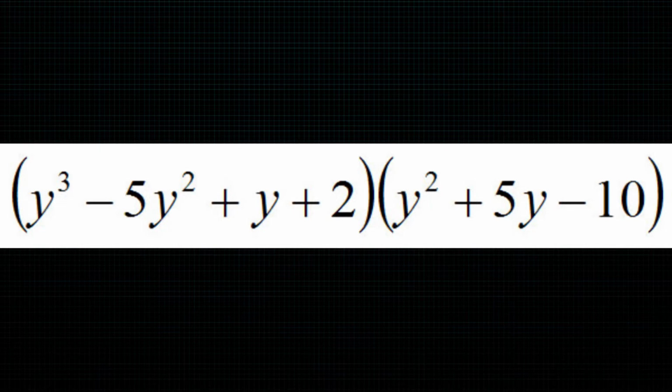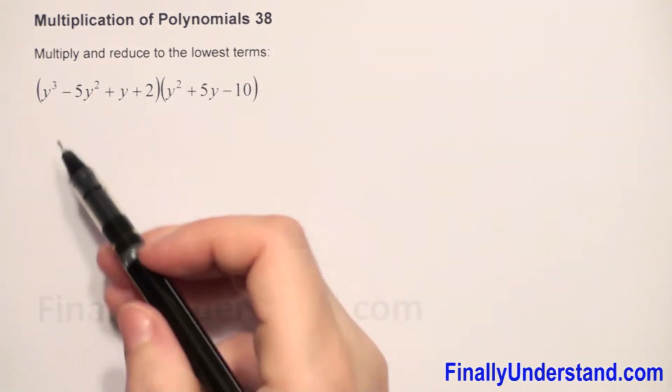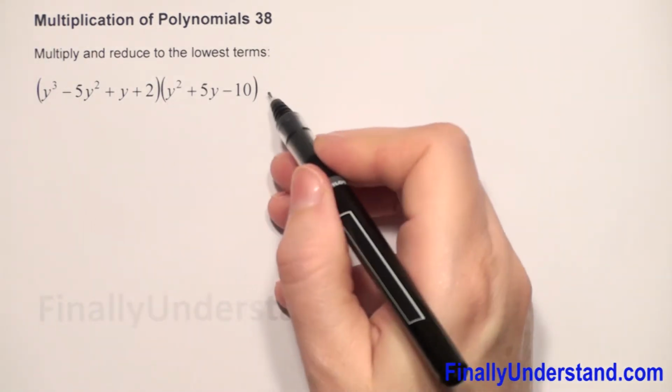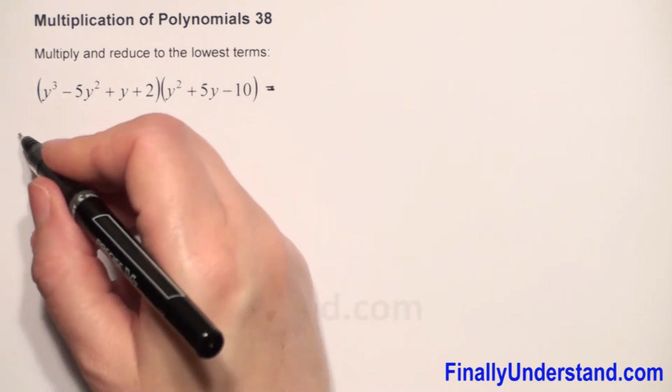We have multiplication of polynomials. How do we do this? We have to multiply every expression in the first parenthesis by every expression in the second parenthesis. So this is equal.